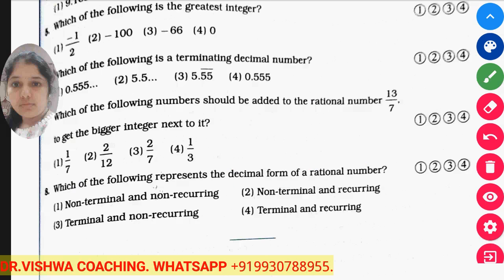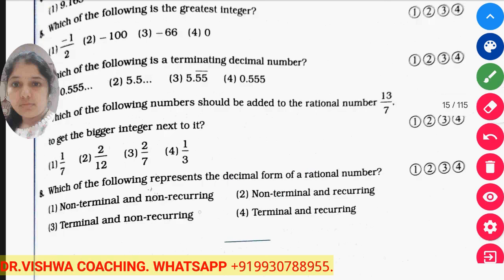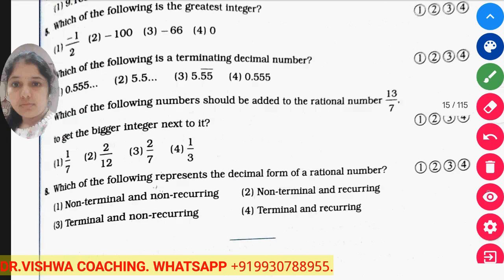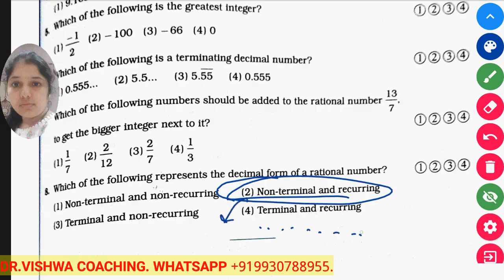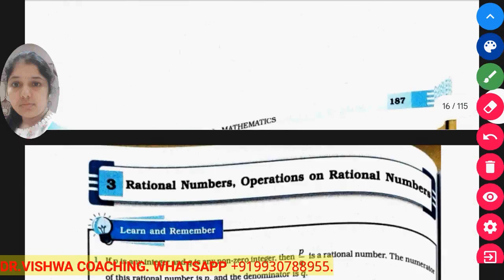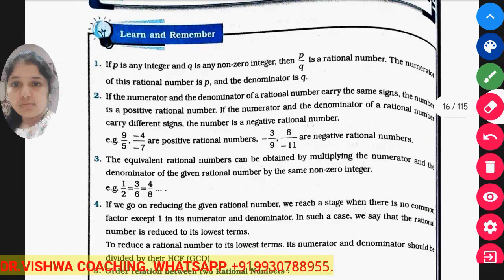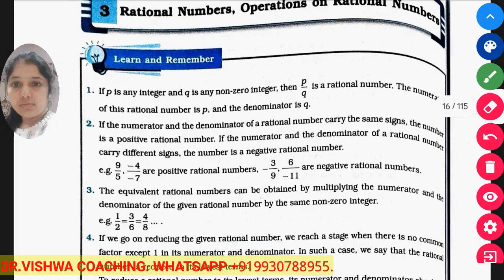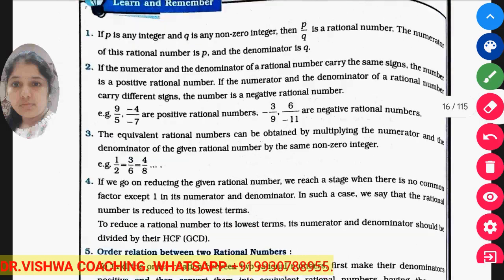Which of the following represents the decimal form of a rational number? Non-terminating, recurring form is representing the decimal form of a rational number. Recurring and non-terminating, not non-recurring. Means it has no end and the digit is repeated again and again. Okay, so option number 2 is the correct option. So in this way we learn about the natural number, whole number and rational number, integers. I hope you all understood the concept. Now we have to learn the operations that are based on rational numbers.